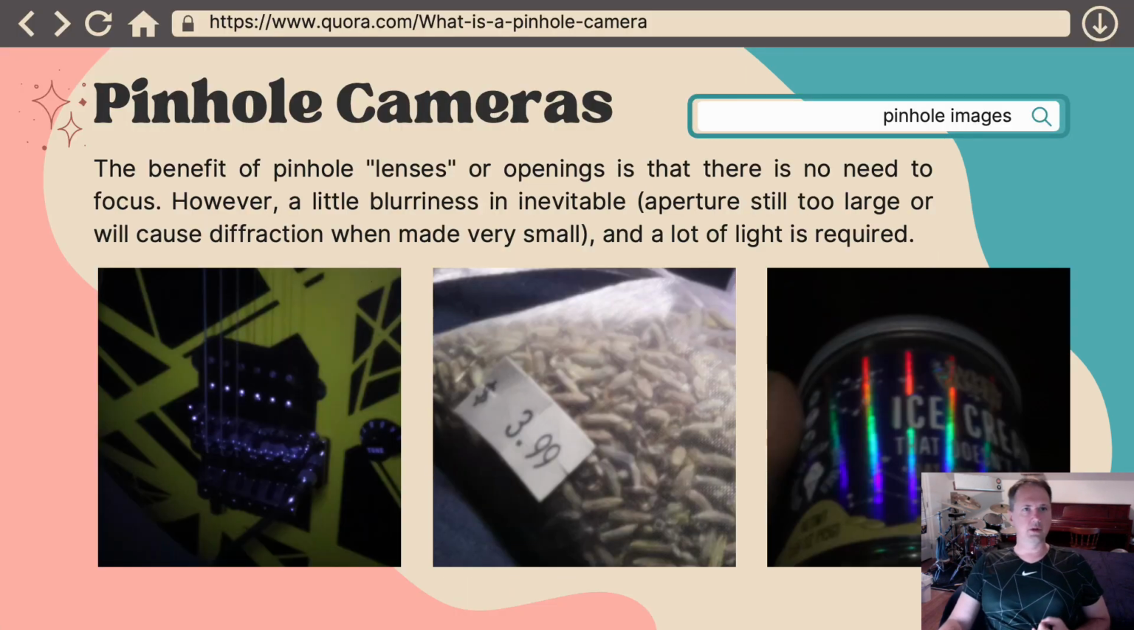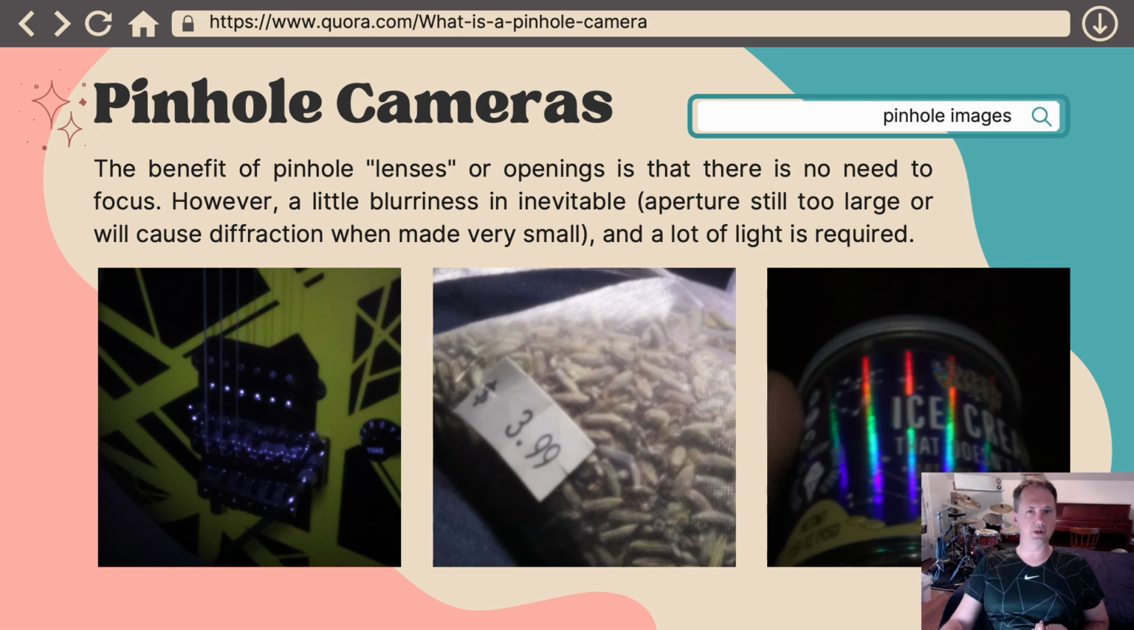The benefit of pinhole lenses or openings, they're not really lenses, is that there's no need to focus. However, a little blurriness is inevitable because the aperture is always going to be a little bit too large, or if you got it down where it would be small enough, you'd have a diffraction effect start to take over, and the diffraction would cause muddiness in the image pixels. And also a lot of light is required to get a photograph with a pinhole camera.